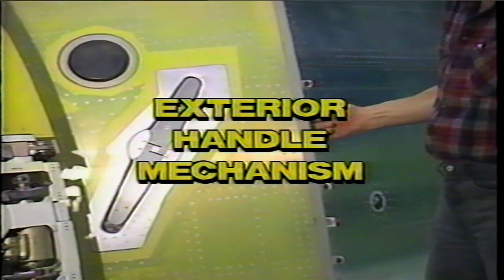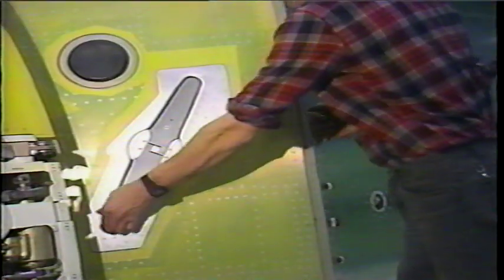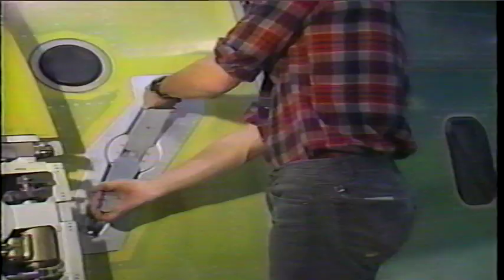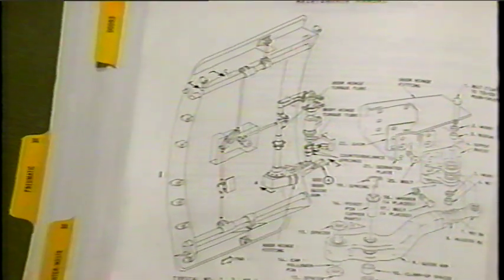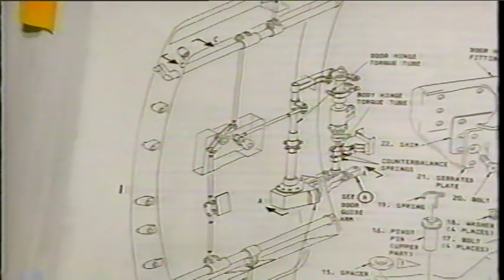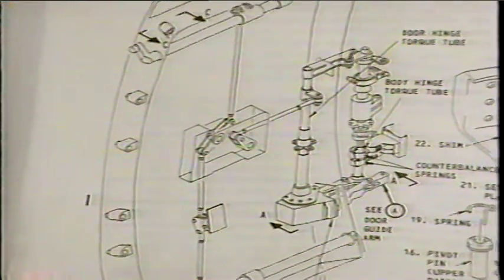The next adjustment is the exterior handle. Use the exterior handles to open the door to the cocked position. Check to see that the exterior handles automatically stow in the door pan recess with the door in the cocked position. Adjust the length of the horizontal push rod, if necessary, to allow the exterior handles to stow.